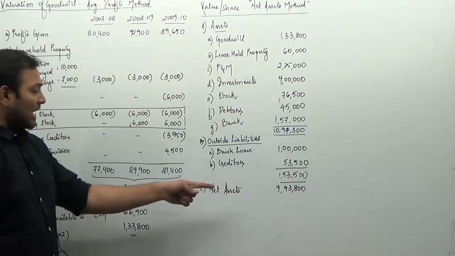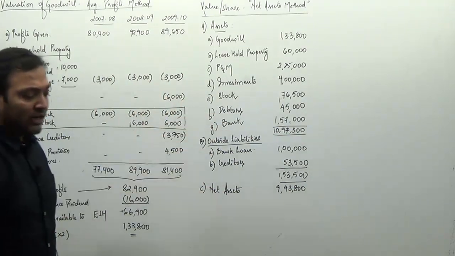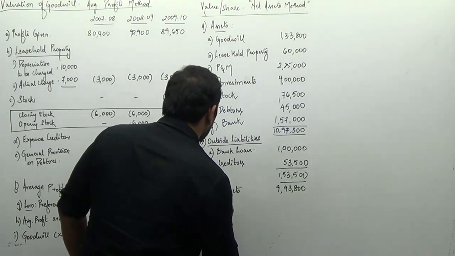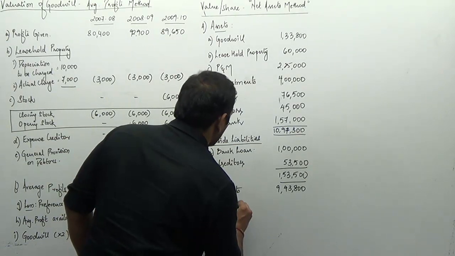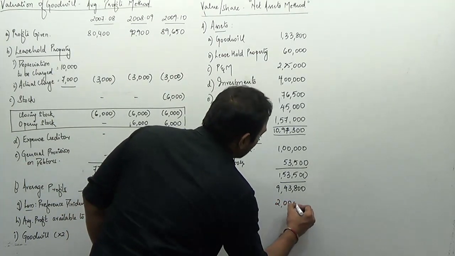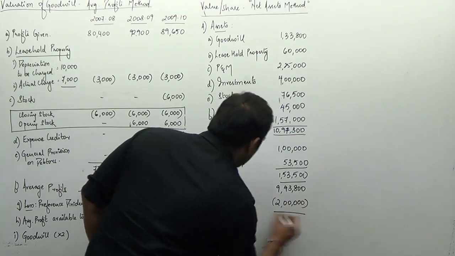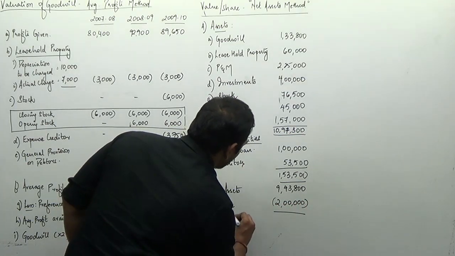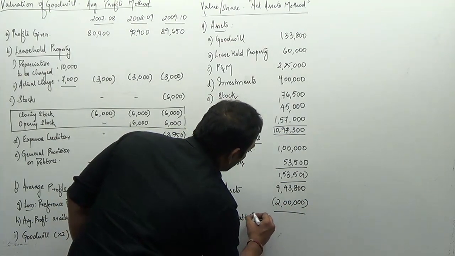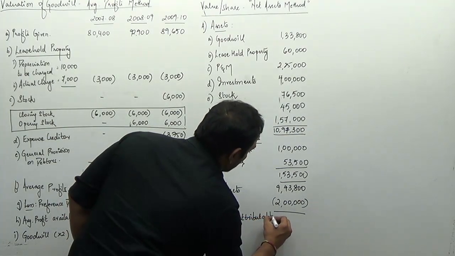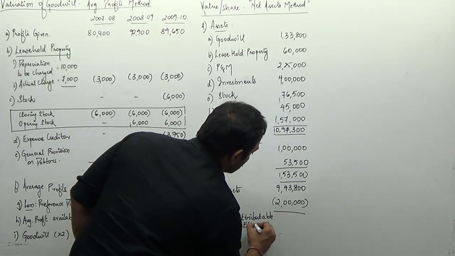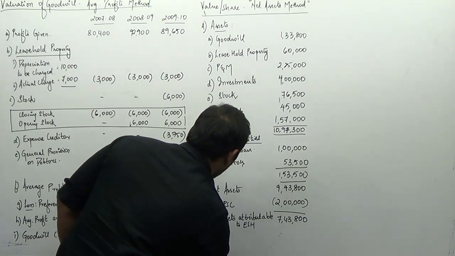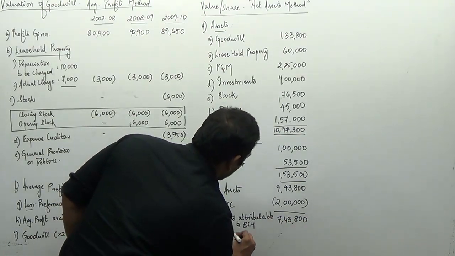I am valuing equity share. I can't use net assets. I need net assets attributable to equity shareholders. So reduce the preference share capital of 2 lakhs. Balance should be net assets attributable to equity shareholders: 7,43,800 divided by number of shares.